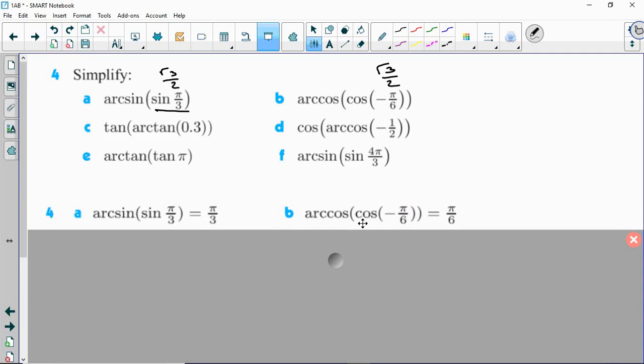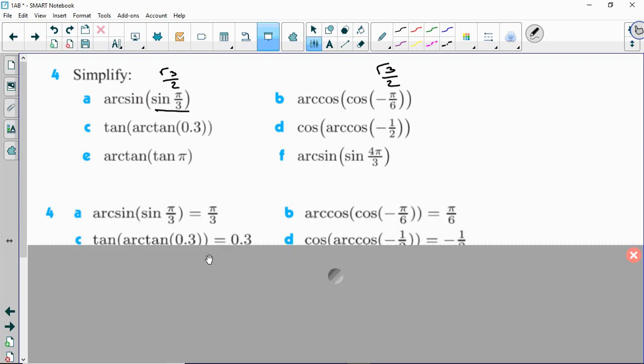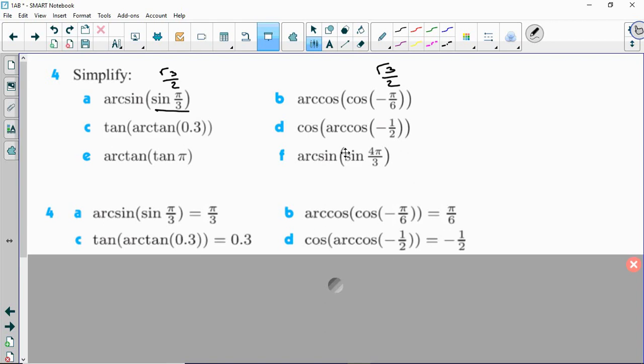We need to really consider what is the domain and range of the arc cosine or the arc function, whichever one it is. Let's take a look at this one here. So arc tan of 0.3. Well, I don't really know off the top of my head what angle that should be, but it's going to be something in the first quadrant, and that's fine. When I take the tangent of the thing in the first quadrant, I still am going to get 0.3 out. So that works, and we see we're going to get the same answer out here for this letter D.